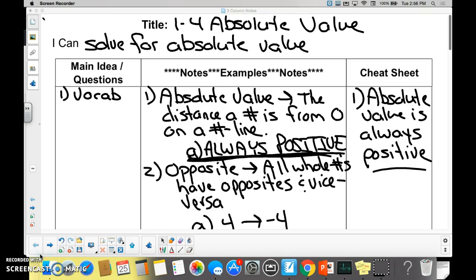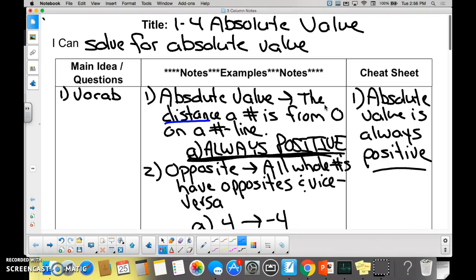Everybody. Absolute value is the distance any number is from where? Everybody, say it. Number line. Absolute value, the distance a number is from zero. Absolute value is the distance a number is from zero.